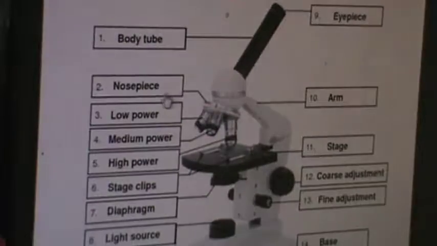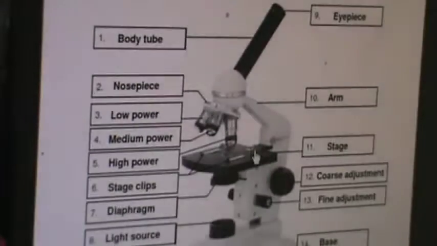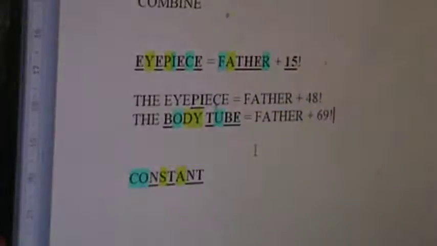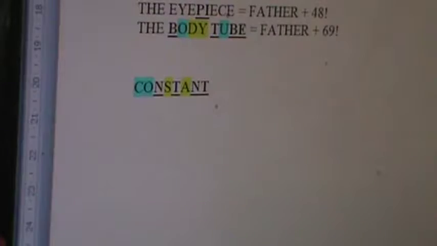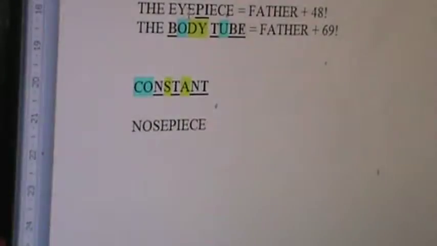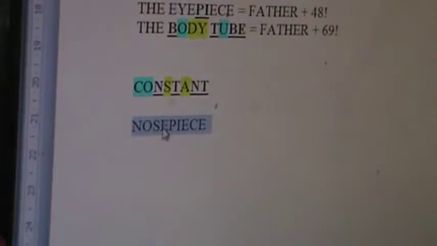Nose piece. Even nose piece works. The nose piece is on top of all the lenses. Man, Father's just taking this one. I mean, how can he not? Micro equals Father equals scope. I mean, we already know we're getting the gold. So first you have the eyepiece, and then you have the nose piece. I'm thinking of my face.